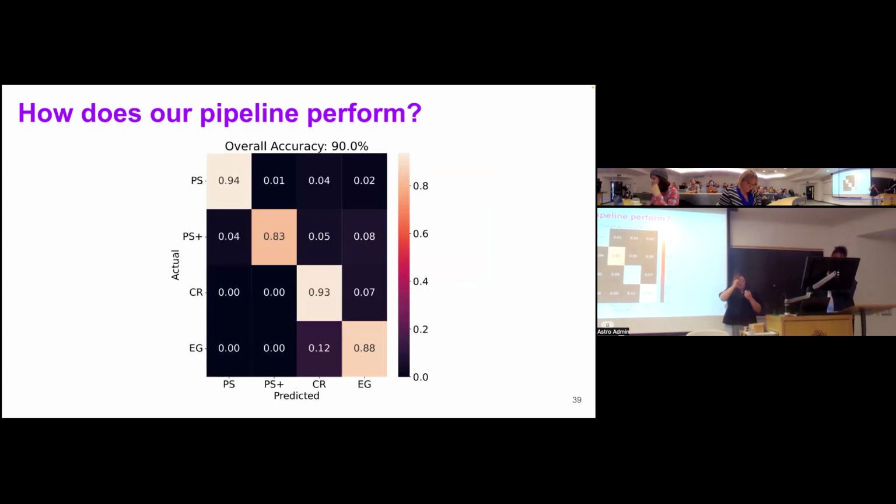So how do we perform? Here you can see a confusion matrix showing the actual classification on the Y axis, and on the X axis what was predicted. So for example, for the top corner there, 94% of actual point sources were predicted as a point source. We have an overall accuracy of 90%, but importantly, 94% for point sources, which is really exciting, because those are the things we care about the most.